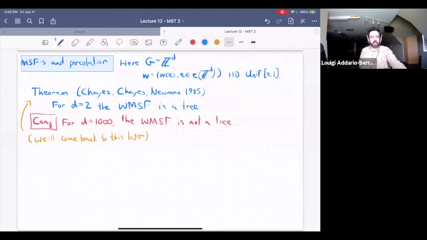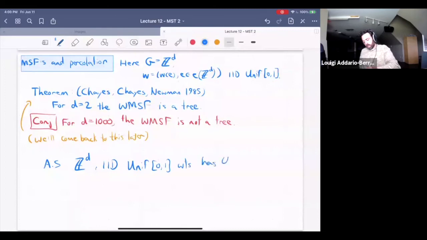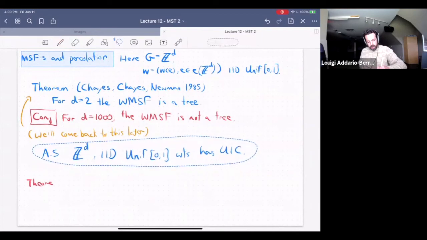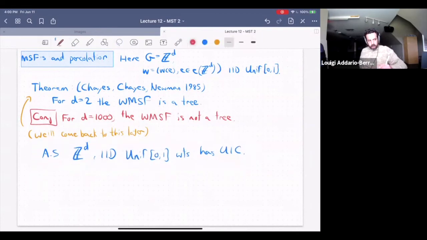I'd actually written in my notes to explicitly state the answer to that last question in the chat, that almost surely, Z^d with IID uniform weights has unique infinite components. Okay, and in fact, I can even state a more precise theorem if I give myself just a little bit of notation. This notation already exists, if you like.